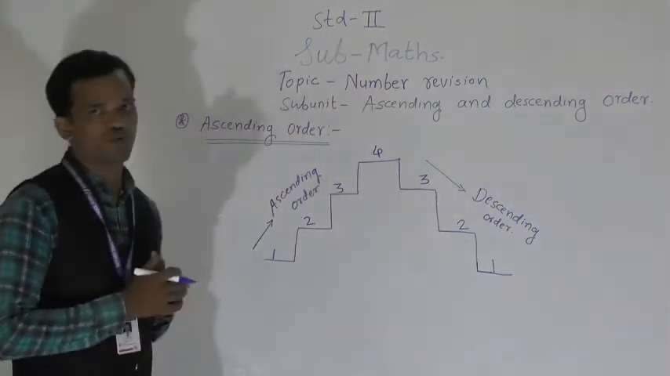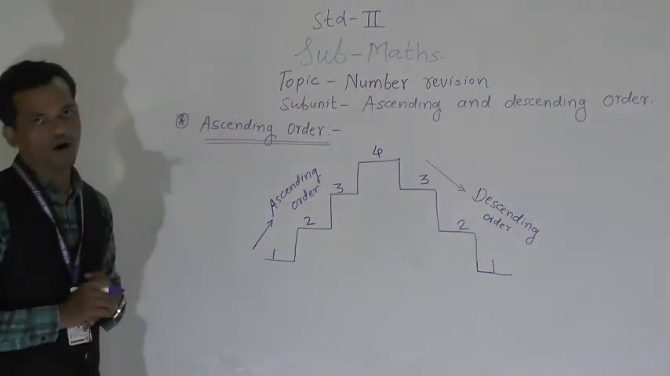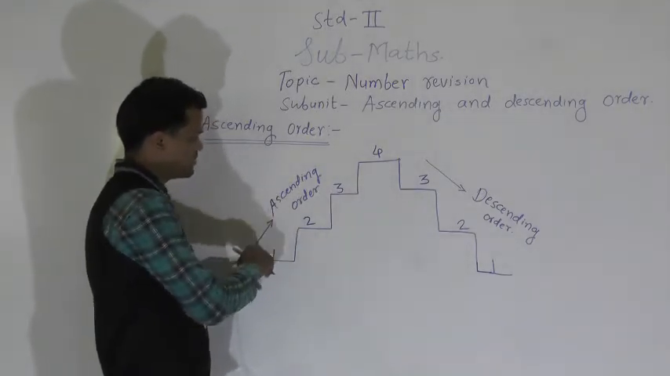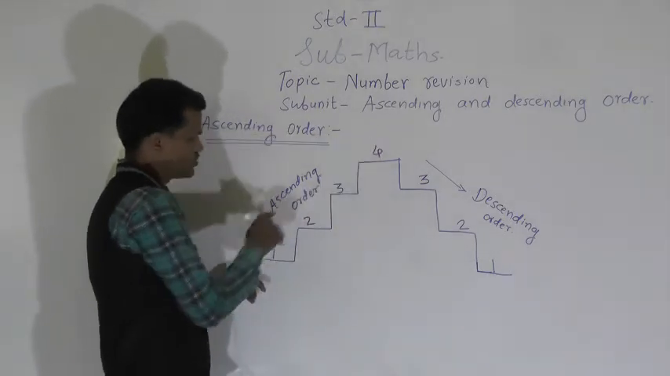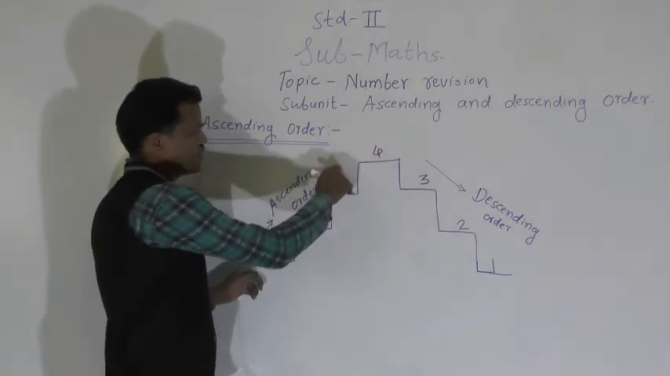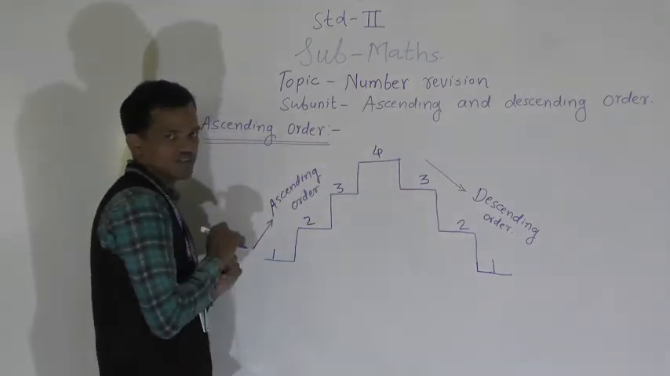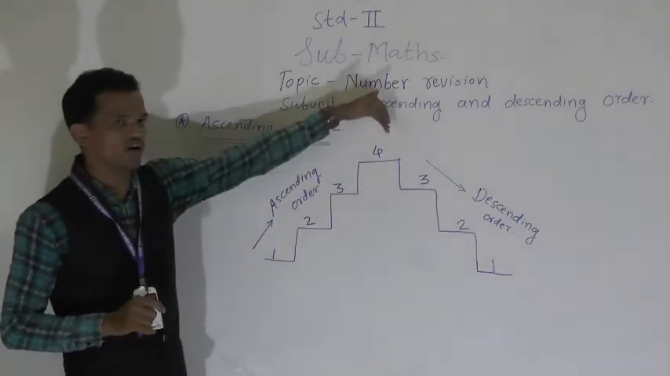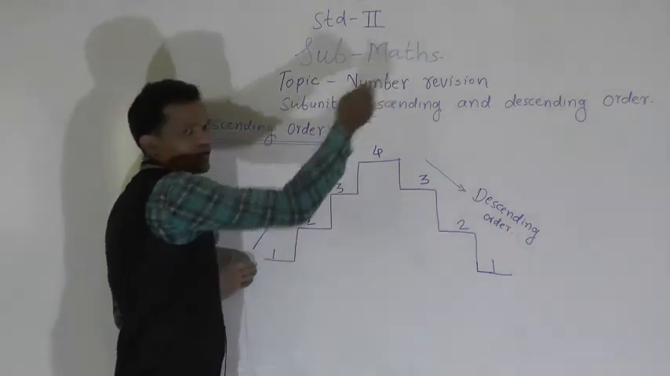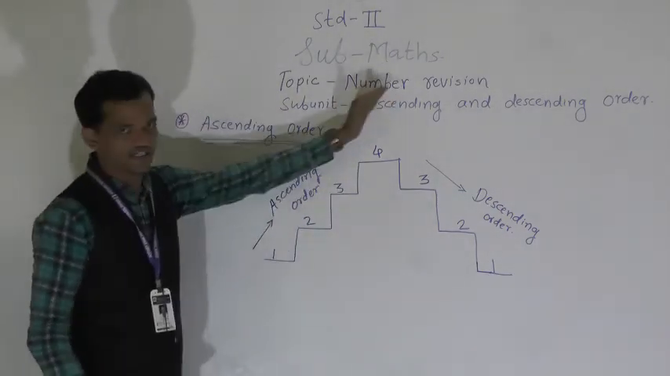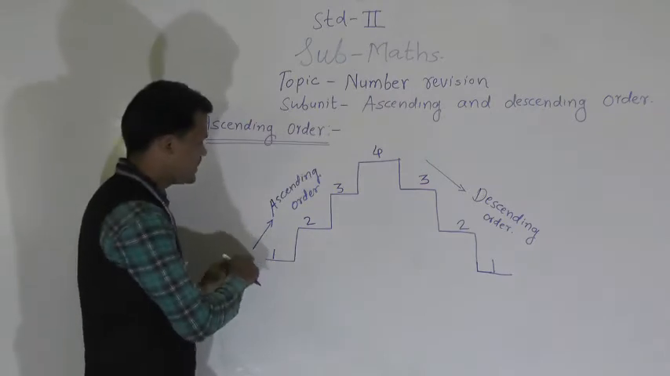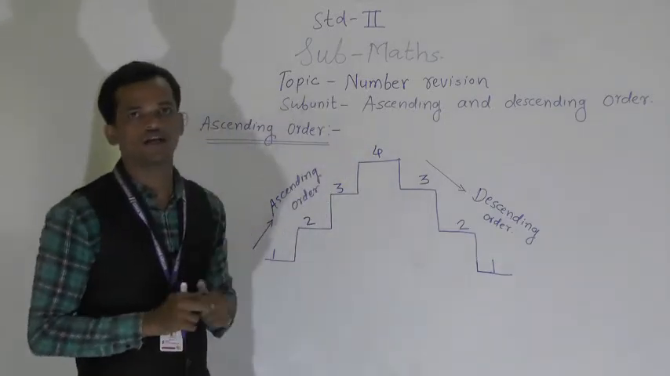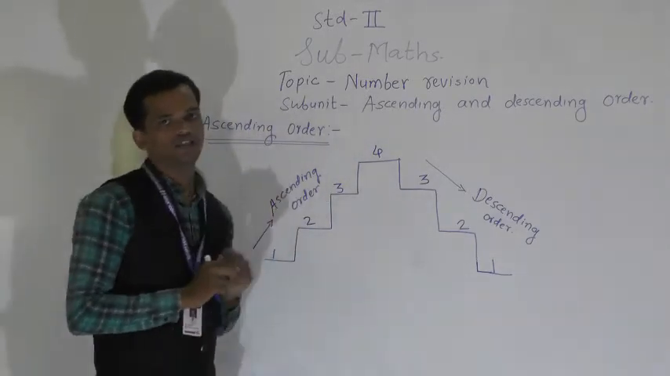By using this staircase, we can see. Suppose one boy is climbing a staircase. This is the first stair, then he climbs from the first stair to the fourth. So 1, 2, 3, 4, each number is greater than the previous stair. So this order is increasing order or ascending order. The numbers are becoming greater, so this order is ascending order.